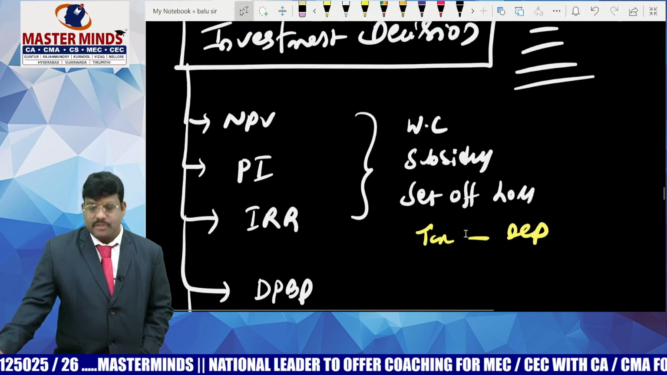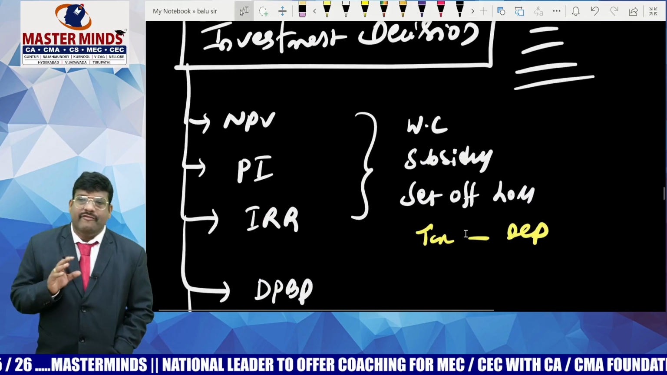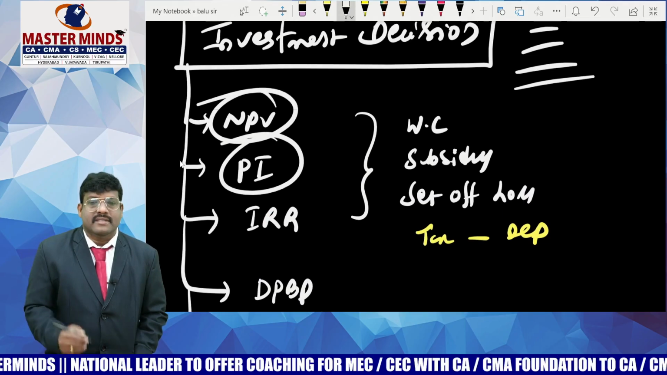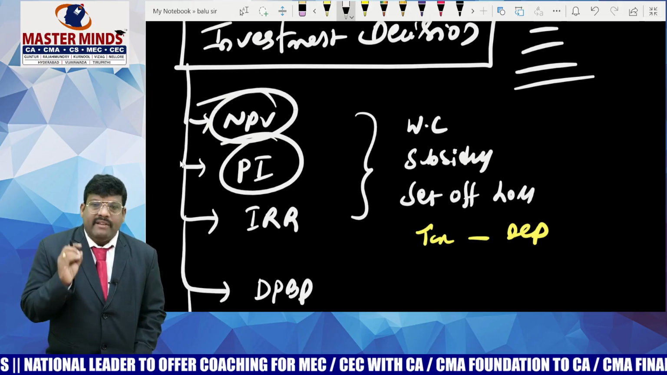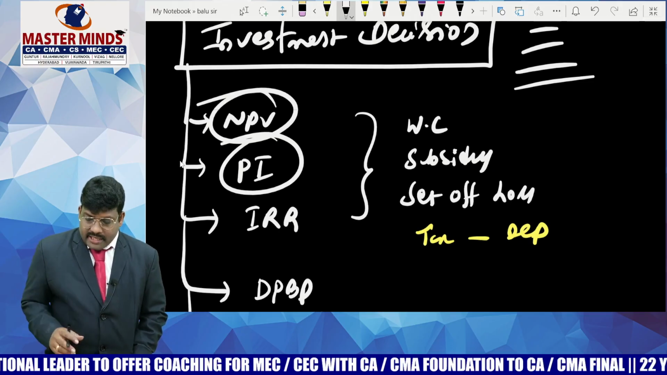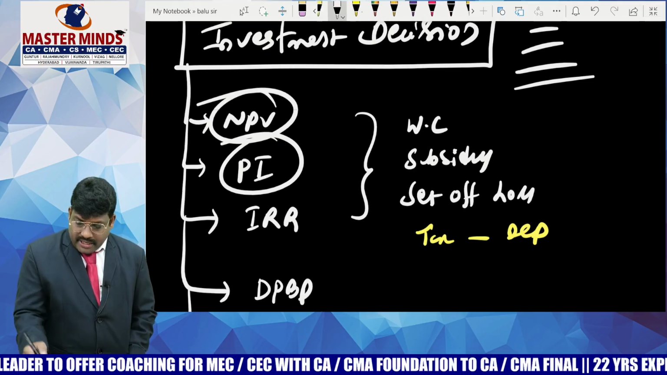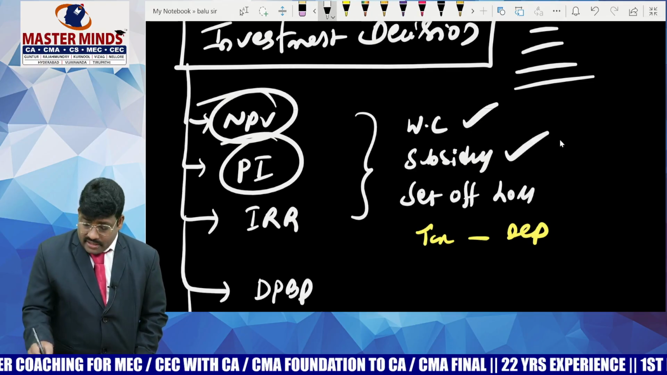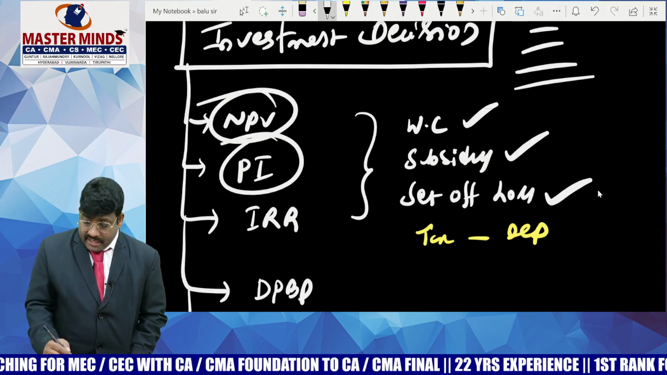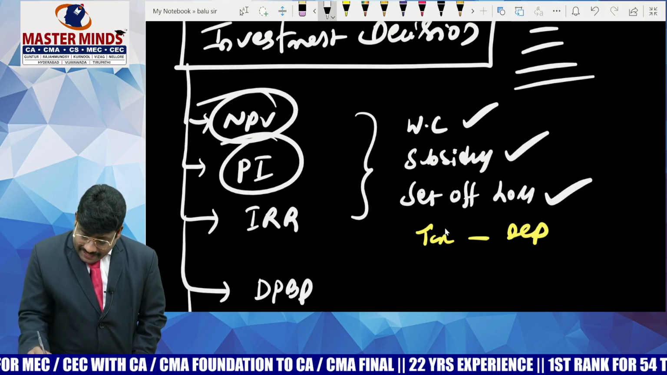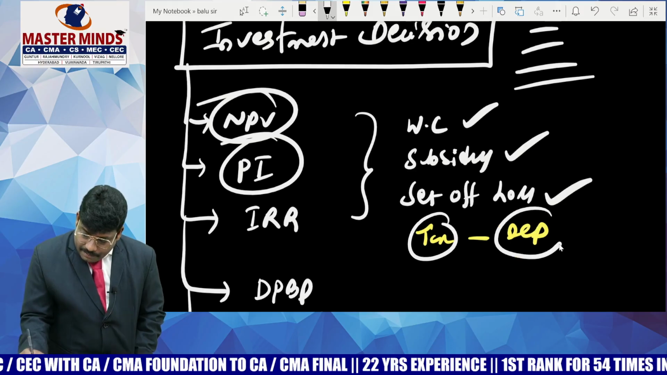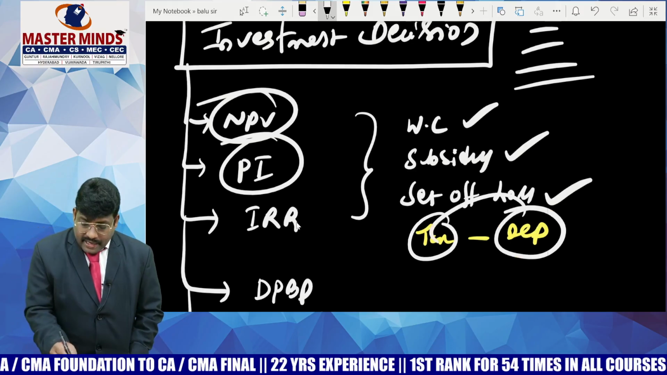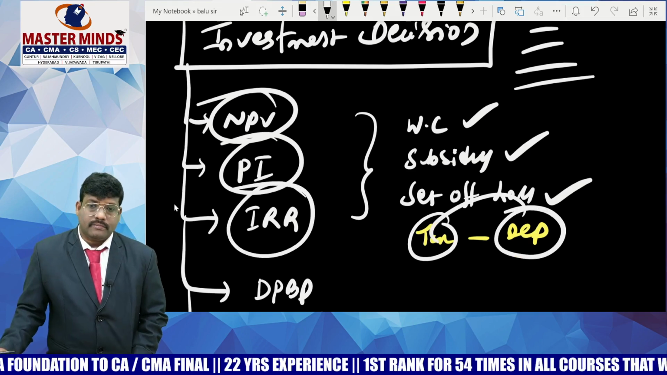And coming to investment decision. Investment decision is very, very important here, particularly with respect to NPV and profitability index. These are the discounting techniques, very, very important models. In calculation of NPV and profitability index, concentrate on the treatment of working capital, subsidy given, and the set off loss concept. What is the treatment of tax? What is the treatment of depreciation in the presence of tax and in the absence of tax? You concentrate on that.